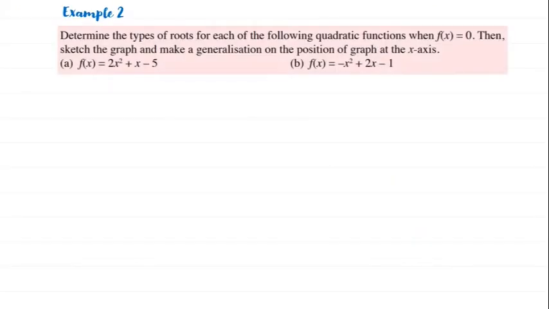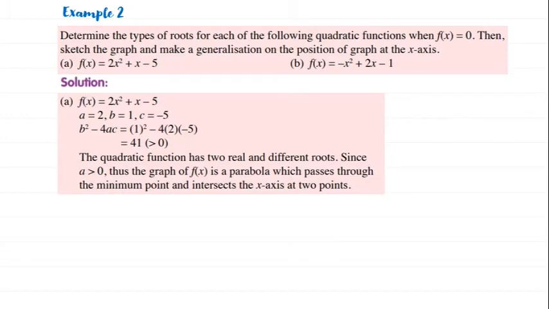Okay, now let's move to example 2. Determine the types of root for each of the following quadratic functions when f(x) equals 0. Then sketch the graph and make a generalization on the position of the graph at the x-axis. The first quadratic function is f(x) equals 2x squared plus x minus 5, and b, f(x) equals negative x squared plus 2x minus 1. Okay, so the solution.